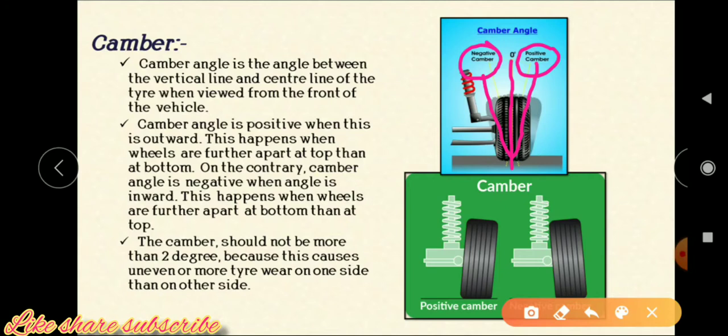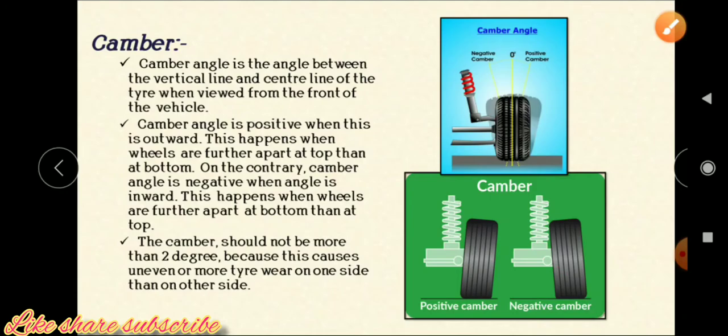Now you can see figure number 2. In this, from the vertical line, the inclination given towards the outside is called a positive camber, and when the angle is given to the tire towards the inside from the vertical line, that angle is called a negative camber. So camber should not be more than 2 degrees because it causes uneven tire wear, and that affects the steering.